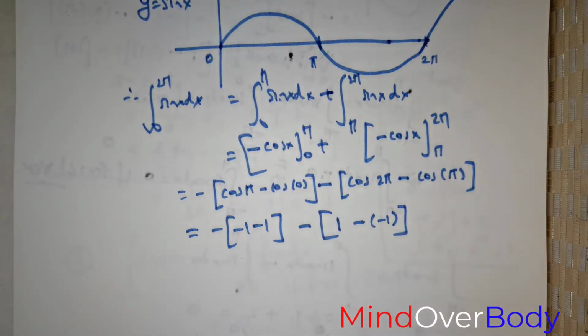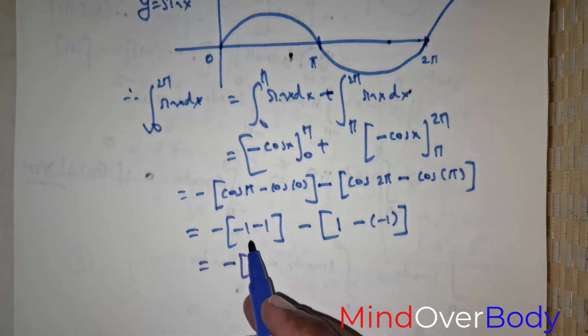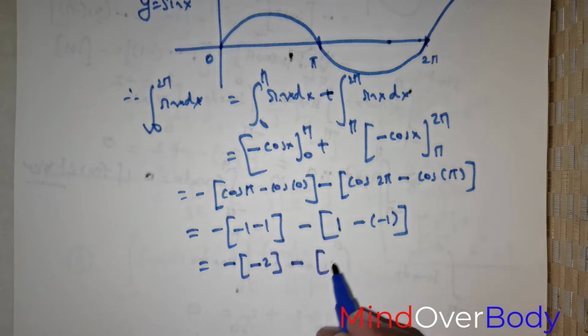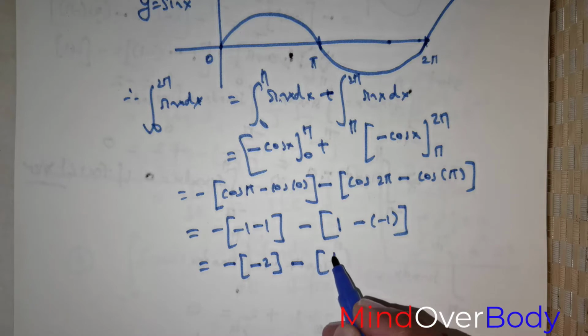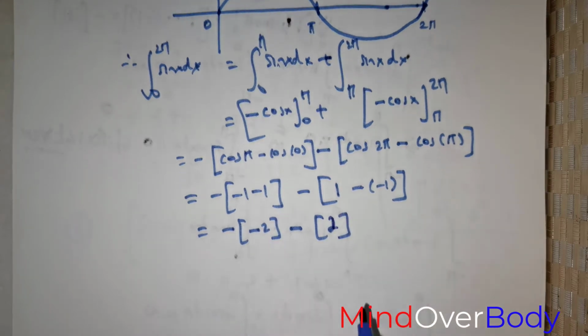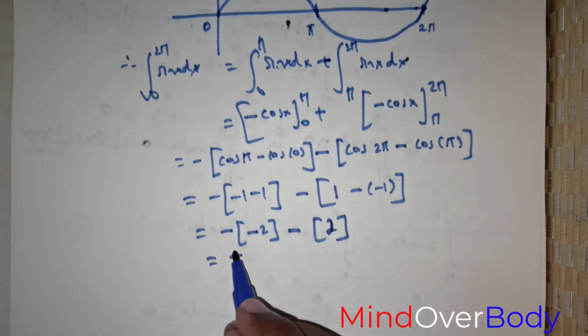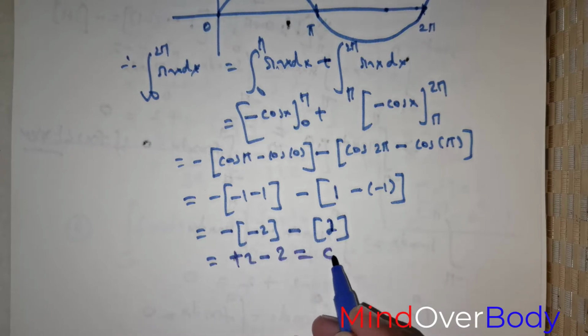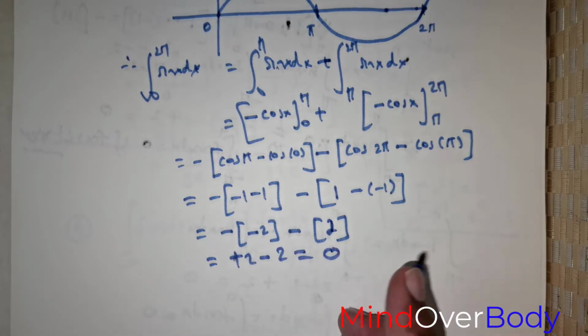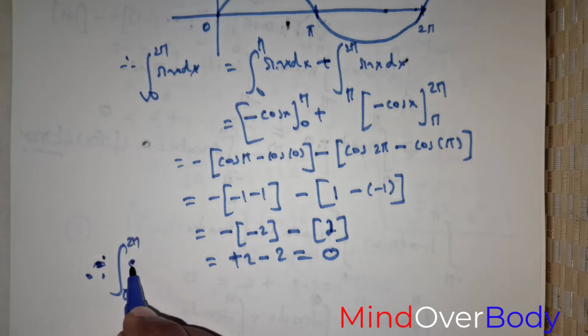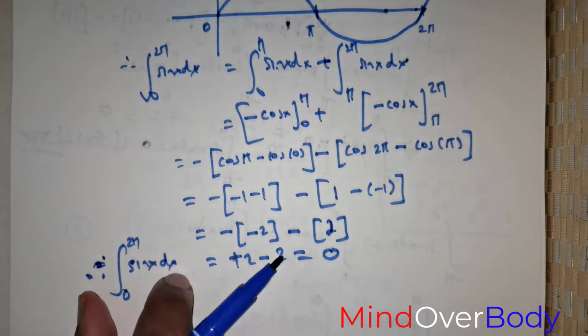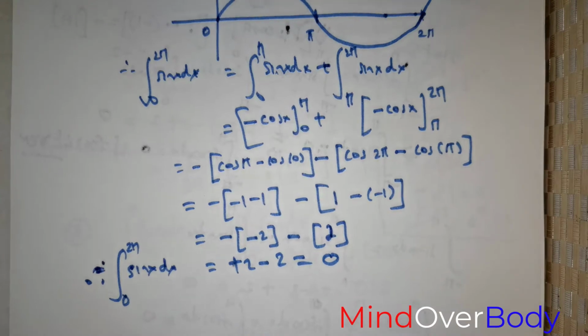If I were to add up these two things, this negative 1 would give me negative 2, negative of negative 1 is going to be positive 1, giving me 2. Now this is equal to negative 2 plus positive 2, so I get 0 here. Therefore the integral from 0 to 2 pi of sin x dx is equal to 0. Now why is it 0?